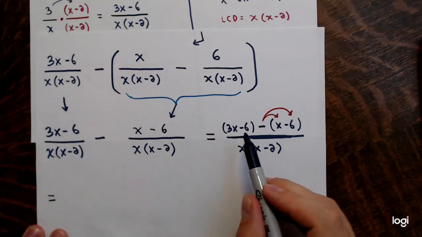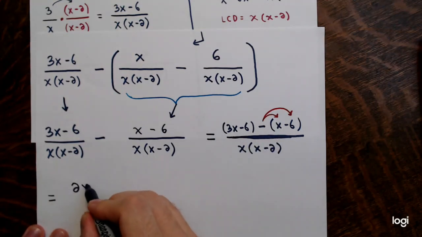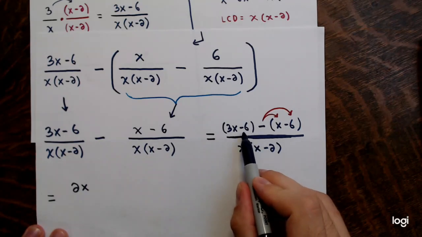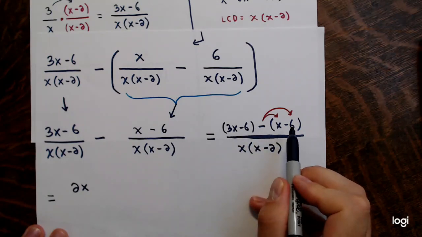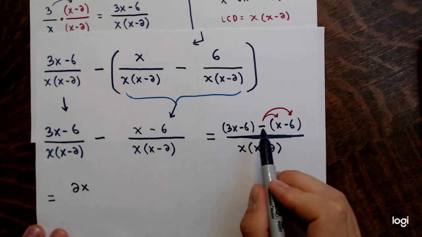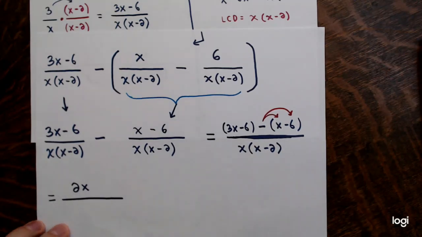Alright, so we have 3x minus x, so 2x, right? And then -6 minus -6, right? Minus -6 would be plus 6. So -6 plus 6 is 0. So the only term I have left in the numerator is this 2 times x. It's a product. 2 and x are factors of the numerator. And the denominator is still x times x minus 2.